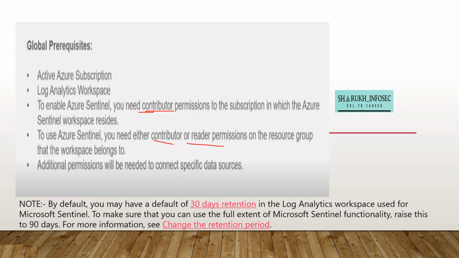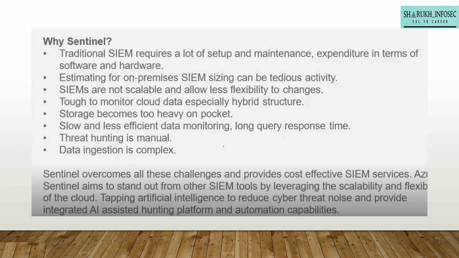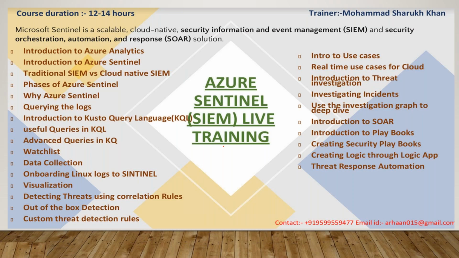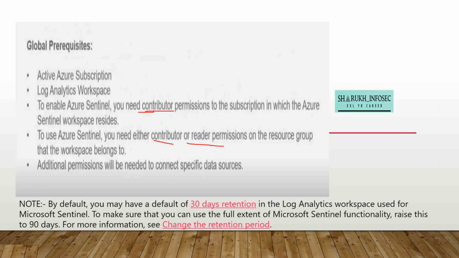As we go through the course, I'll also explain this. I have not mentioned it in this slide, but there are multiple things that I'll be covering. I'll also cover role-based access control on Sentinel: how you can restrict access to particular data, and what roles are available on Sentinel that you need to run a SOC team, a security operations team. Additional permissions will be needed to connect specific data sources. You will be connecting specific data sources with Sentinel, so additional permissions will be required there. We'll talk about that also.